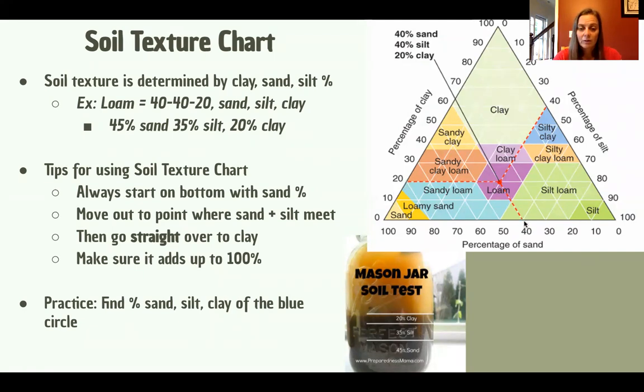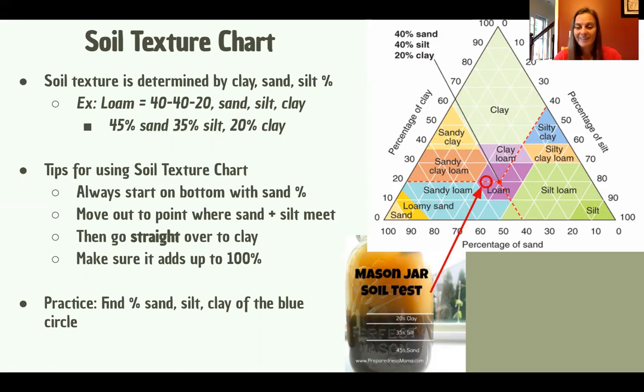We're always going to start on the bottom with our sand percentage, which conveniently in our testing, sand is always going to settle to the bottom, followed by our silt. And so the next place that we're going to go is out to the side to find the silt number. And then we'll go straight over to the left to find our clay percent. And we want to make sure that adds up to 100%. So we have a little practice activity here.